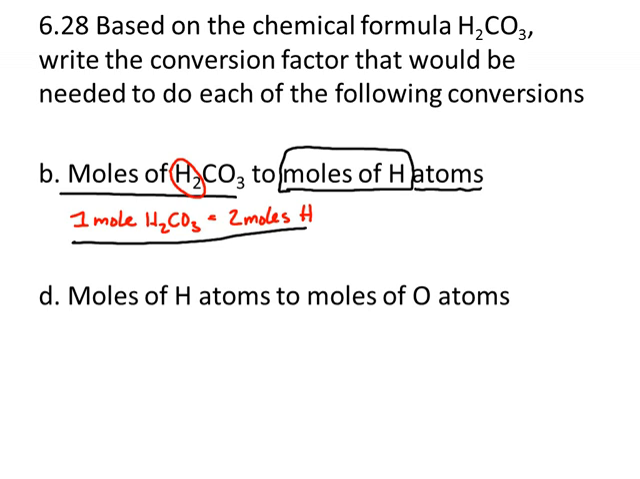All right, letter D says moles of H atoms to moles of O atoms. Well, when we look at H2CO3, we have the relationship that we just found for H, and we also have a relationship for oxygen. You can see here that I've got 2 H's and I have 3 oxygens. So we put that together: 2 moles of H equals 3 moles of O. Pretty snazzy.